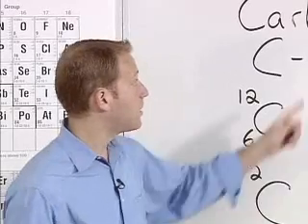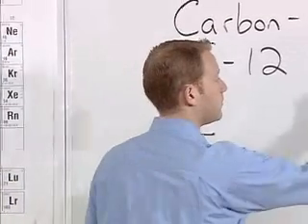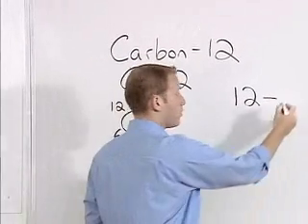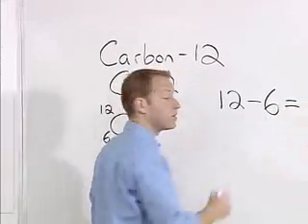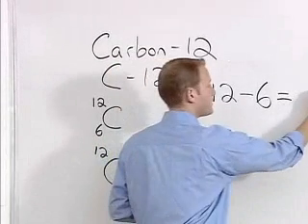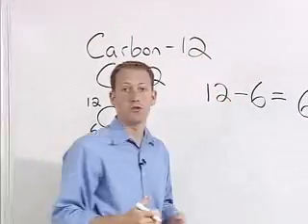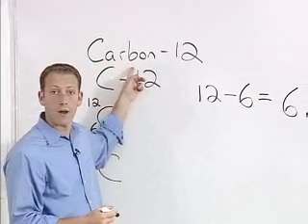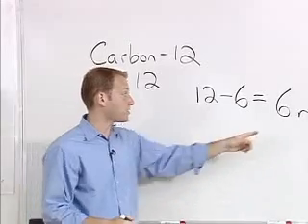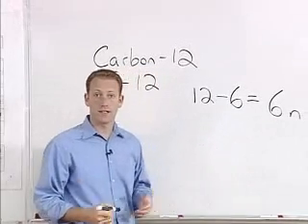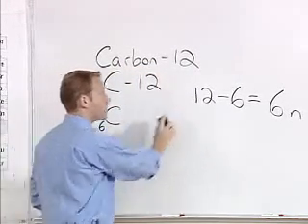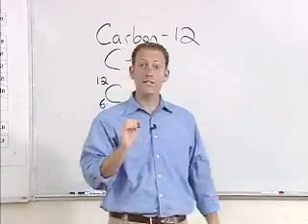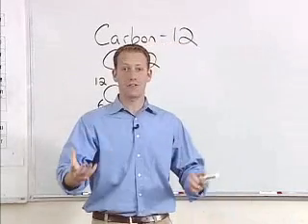So in this case, the mass number is 12 minus the atomic number, or the number of protons, which is 6, which gives us 6 neutrons. So now we know that this specific substance, carbon-12, has 6 protons and also has 6 neutrons. And understanding how to figure that out will be very important in the next thing we're going to talk about. Because the next thing we're going to talk about are isotopes.